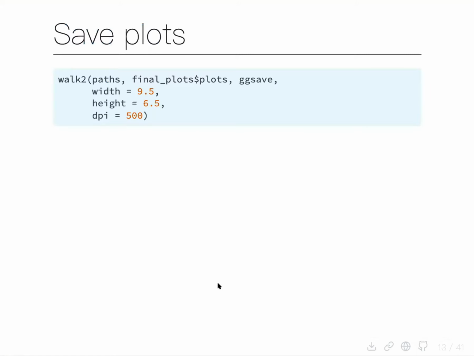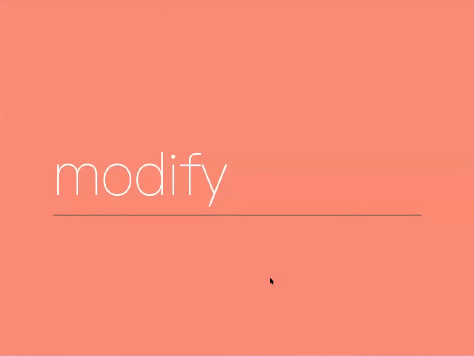I forgot about that. Okay, so this is how I would have done it, right? Walk to paths and then final plots, ggsave, and then additional arguments to ggsave. You could also do tilde ggsave with parentheses and then, you know, .x and .y. Okay, so that's really all there is to walk. It's very much like map. It works exactly the same way. It's just going to not return the output.